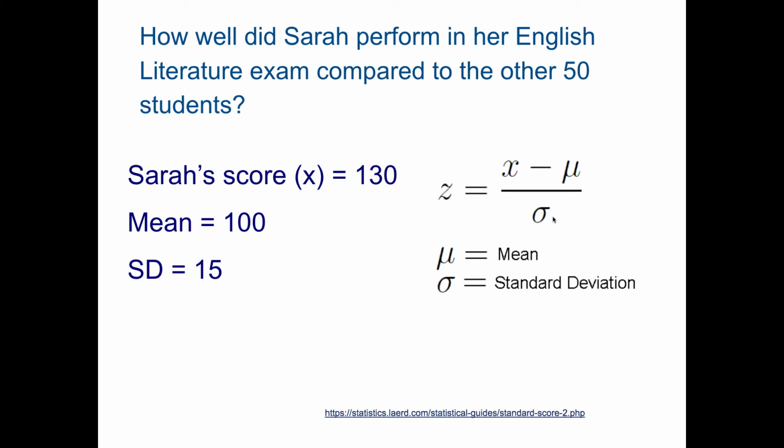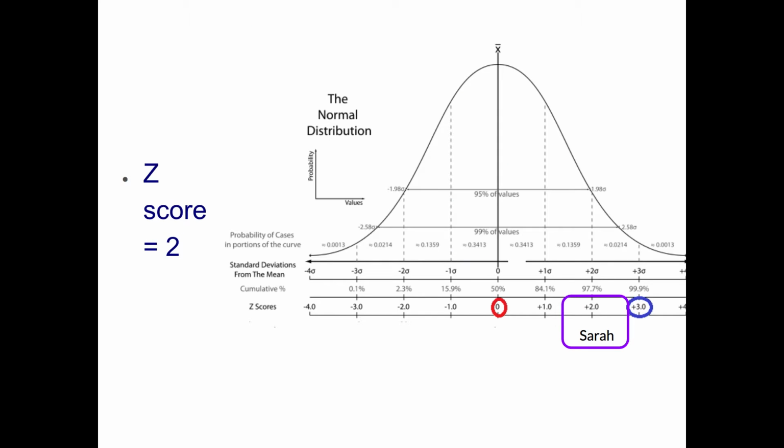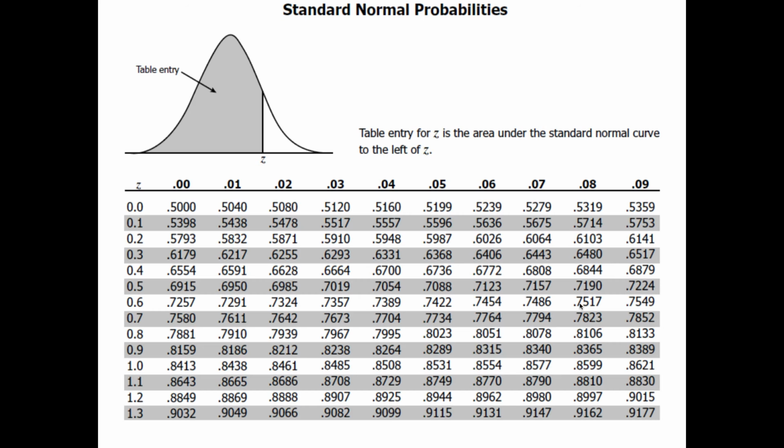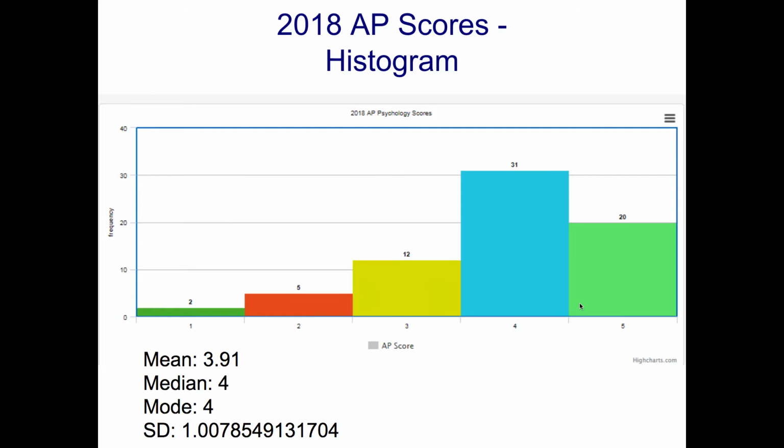So take a second to figure out Sarah's z-score. Pause the video. Sarah's z-score is 2. That means Sarah scored 2 standard deviations above the mean. What this means is that Sarah scored better than 97, almost 98% of students who also took that exam. So yay for Sarah. All right.